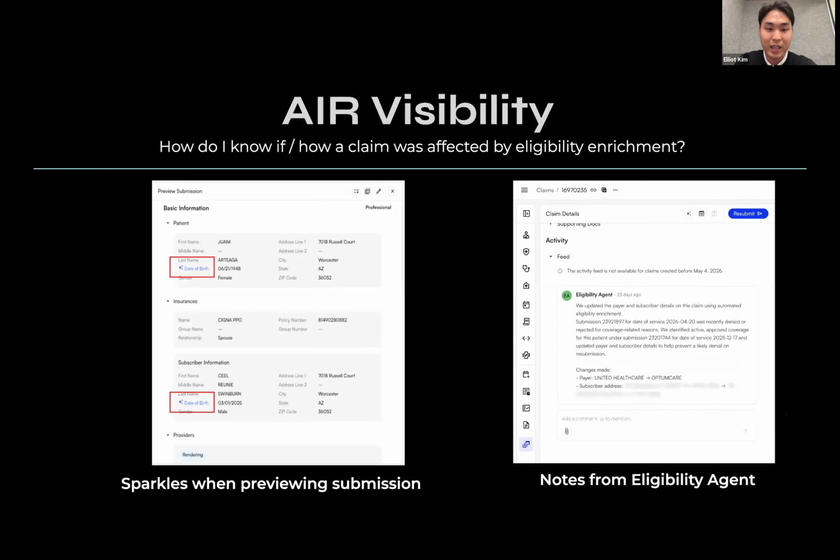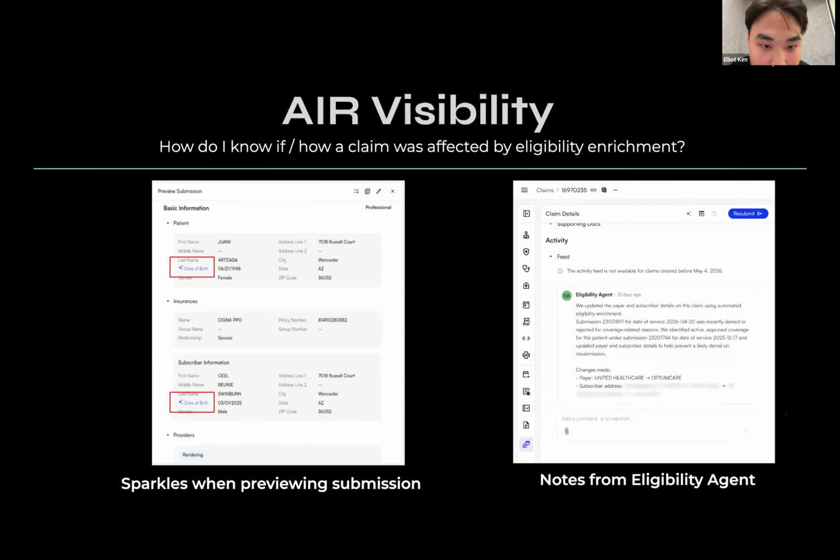So how can we see if and how claims have been touched by eligibility enrichment? This is something we provide full transparency on in our platform through two complementary signals that are designed to be cross-referenced. The image on the left shows the page where we preview a submission. And as highlighted in the red boxes, these sparkles usually indicate details that have been changed through any of our automations, like any rules, and eligibility enrichment is also part of this.